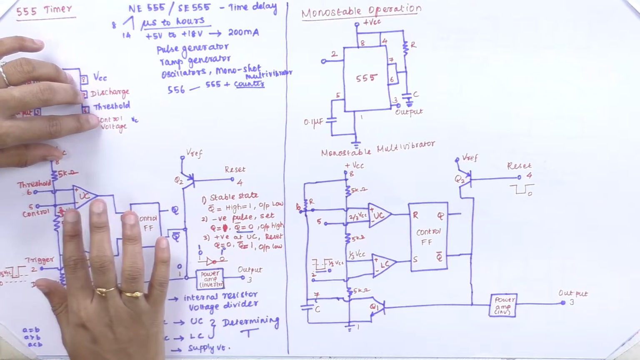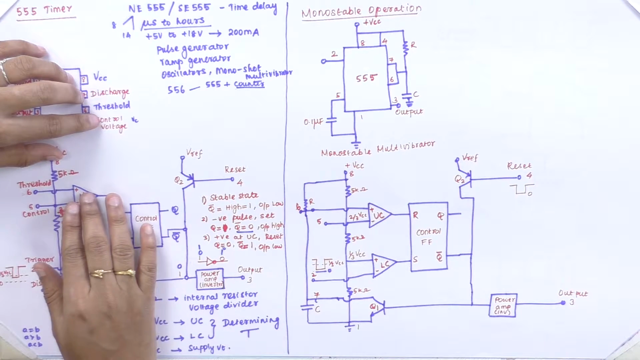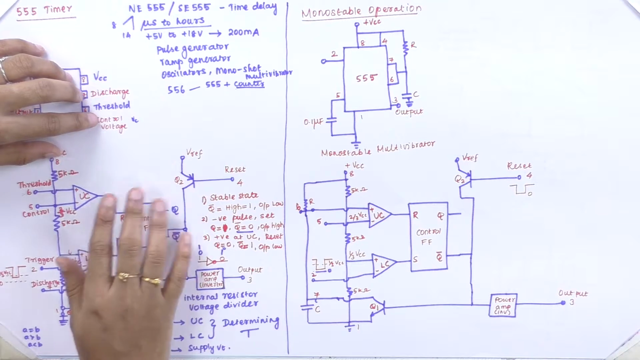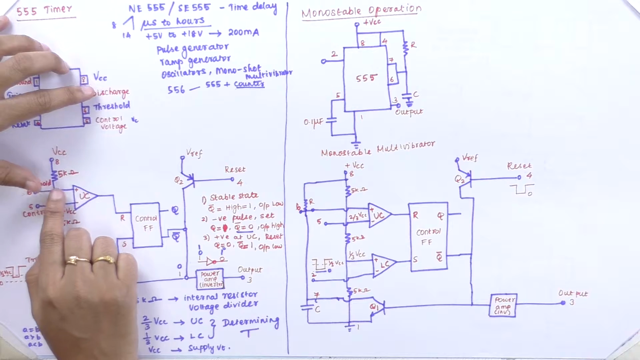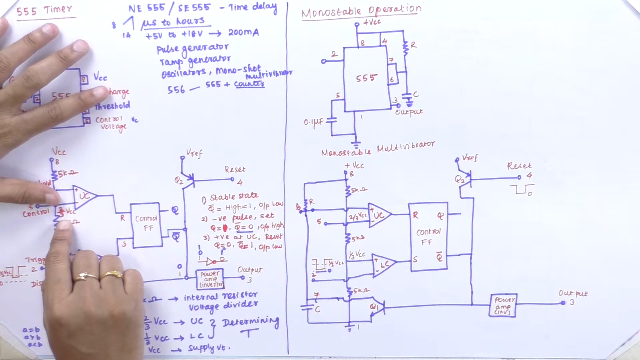The other condition: to make my upper comparator output high, I can give a positive threshold value that is to be compared with the 2/3 VCC.